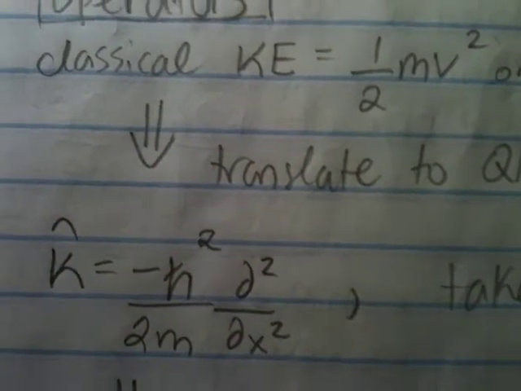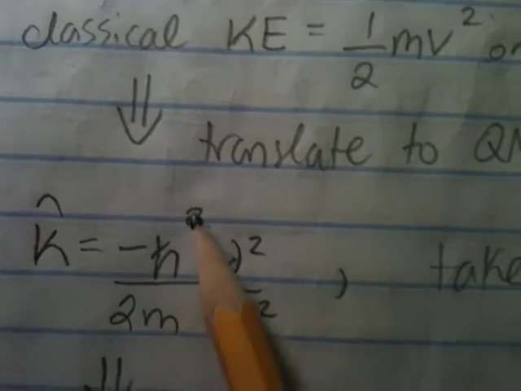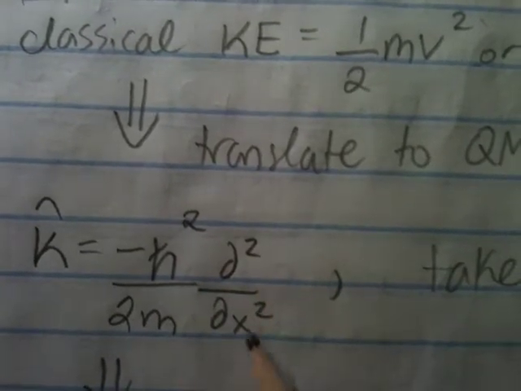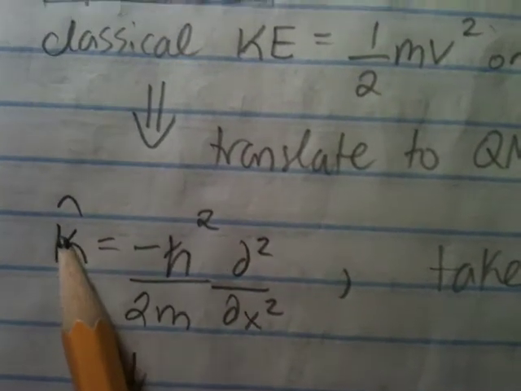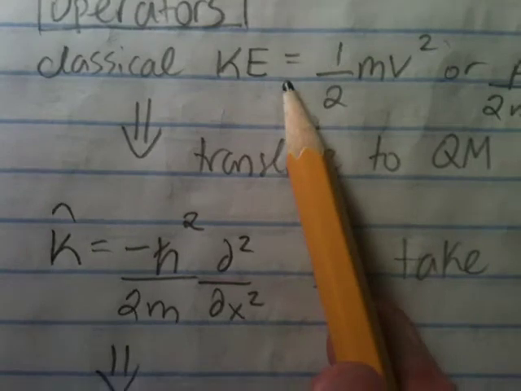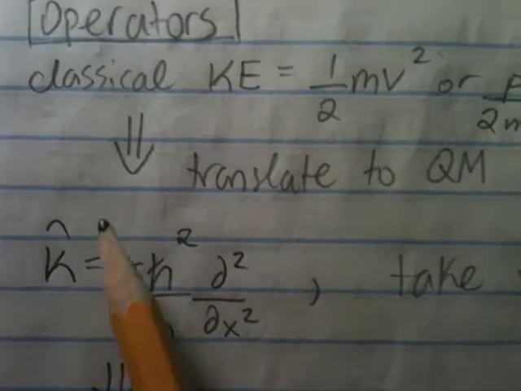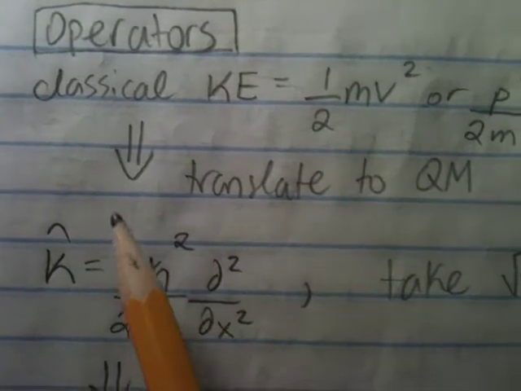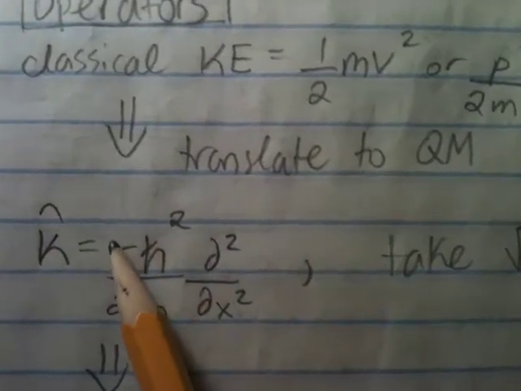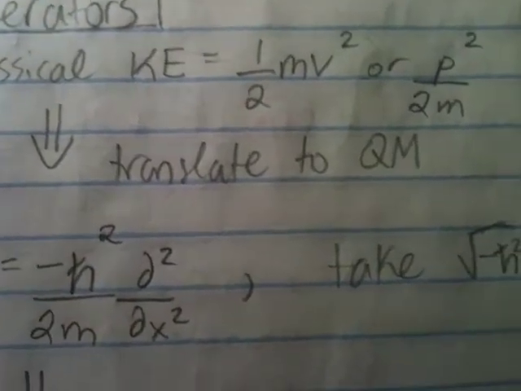Quantum mechanically, kinetic energy is negative h bar squared over 2m second partial x. This is not a scalar anymore. This was a scalar in classical terms. This is no longer a scalar. This is now an operator, as denoted by the hat.